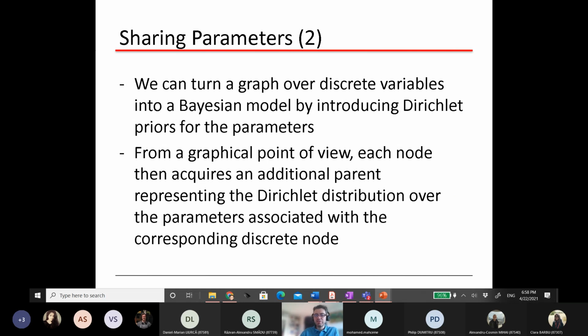Another way: we could turn a graph over discrete variables into a Bayesian model by introducing Dirichlet priors for the parameters. Dirichlet priors are introduced for discrete, also called multinomial, variables, because the Dirichlet is the conjugate prior for discrete variables. For the Gaussian distribution, the Gaussian is a conjugate prior. When you multiply two probabilities together with conjugate priors, you get a simpler formula that can be computed analytically, so it doesn't require approximation.